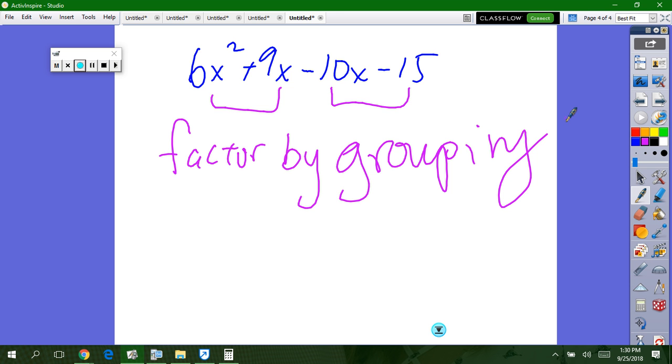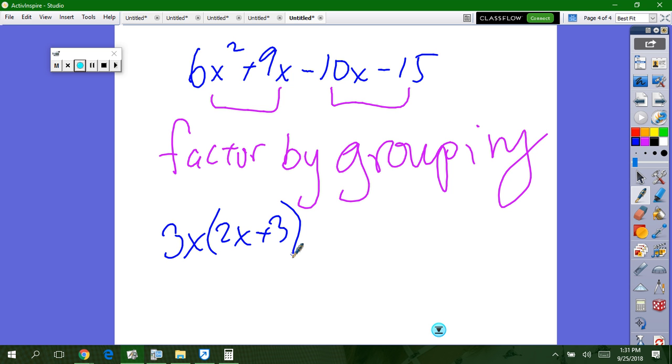Ready to rock? What do the front guys have in common? A 3 what? X. They have an X as well, right? So if I pull out that 3x, 6 divided by 3 is 2, and then x squared divided by x is x, right? And then what's left over after I pull the 3x out of 9x?